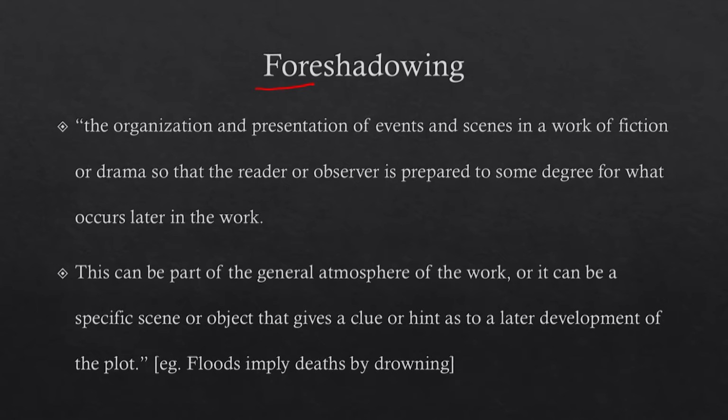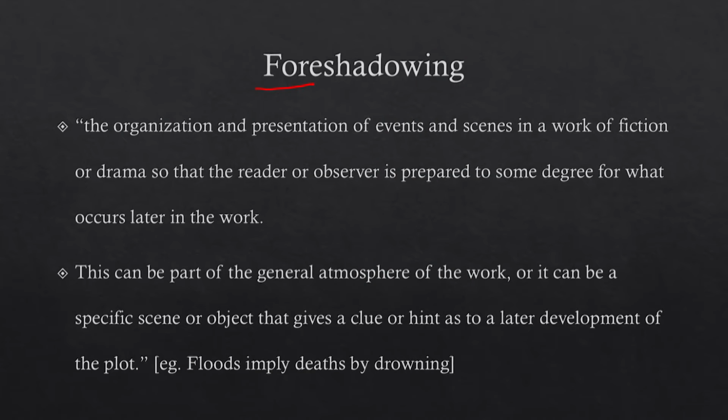Fore means something that will happen at some point in the future, and shadowing means a reflection. So foreshadowing means that things that are going to happen later are hinted at at an earlier point in time. The dictionary definition of foreshadowing is this: the organization and presentation of events and scenes in a work of fiction or drama so that the reader or observer is prepared to some degree for what occurs later in the work. So the narrative itself prepares the reader or the observer as to what they can expect later in the story.